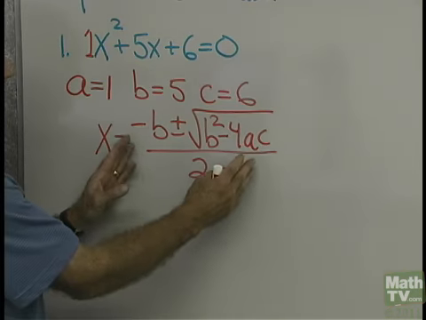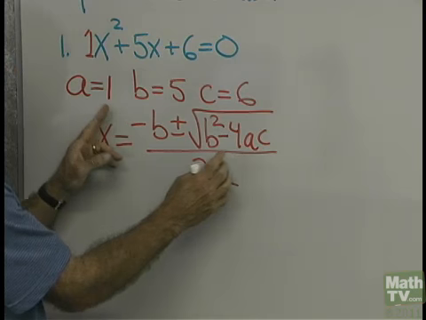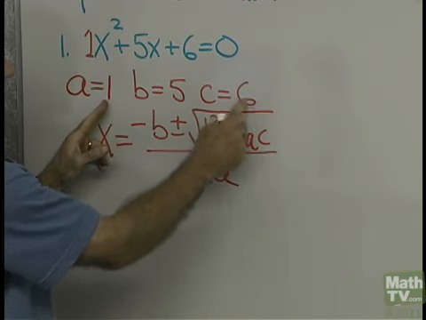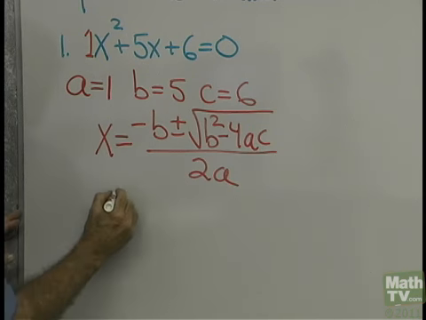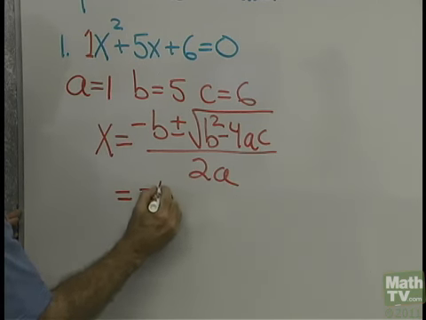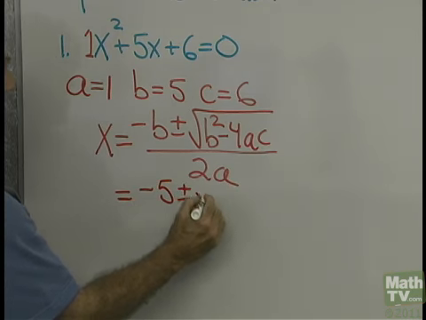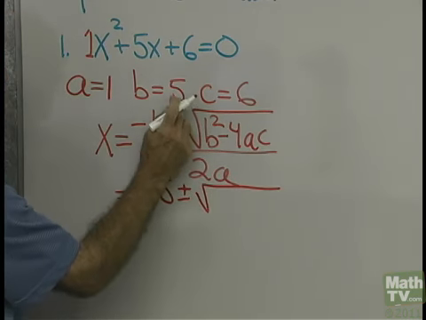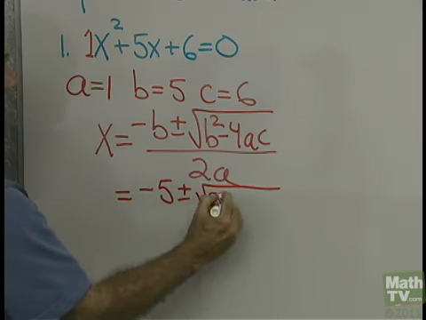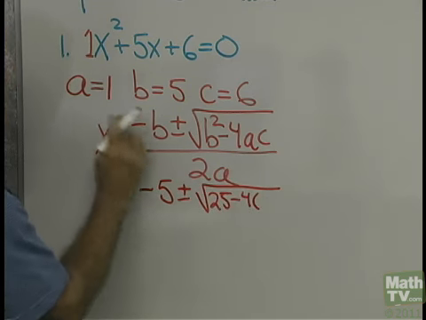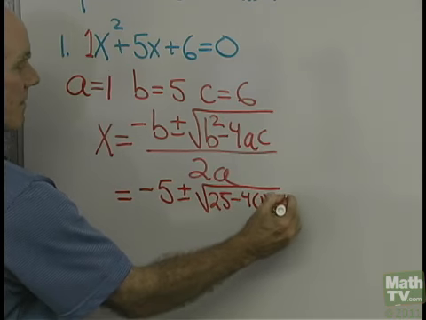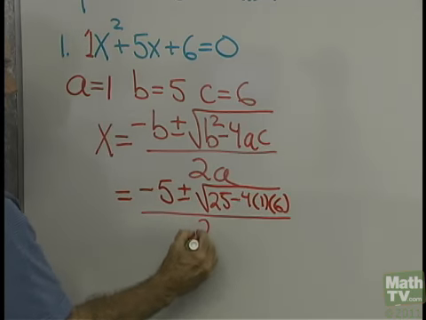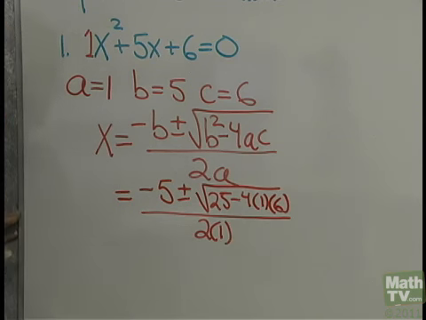And so once I have this formula memorized, all I have to do now is substitute in a, b, and c into the formula, and I'll have my two solutions to this equation. So x is equal to negative b, so negative 5, plus or minus the square root of b squared, so that's 25, minus 4 times a, which is 1, times c, which is 6, all divided by 2 times a.